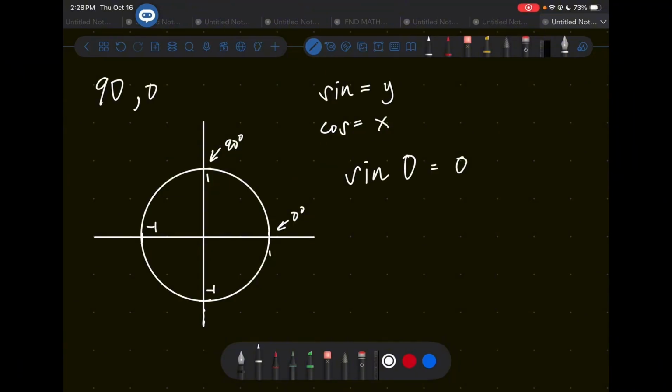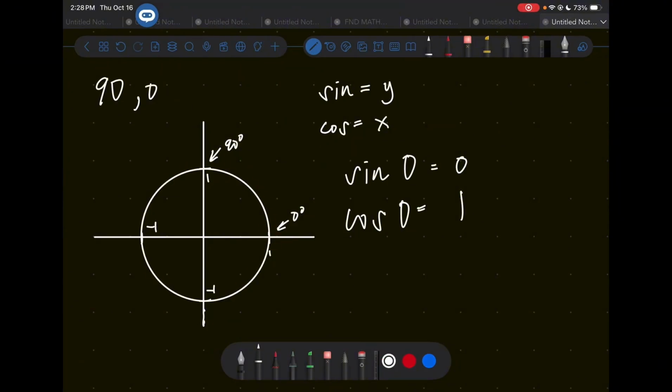What about cosine 0? That's going to be 1. Why? Because here, it's touching the first line in your Cartesian coordinate plane, because this is a unit circle.